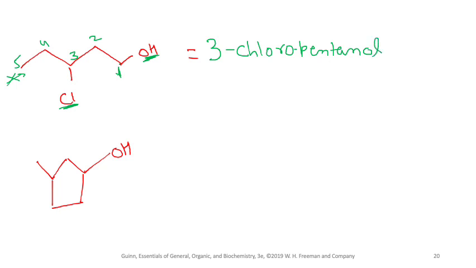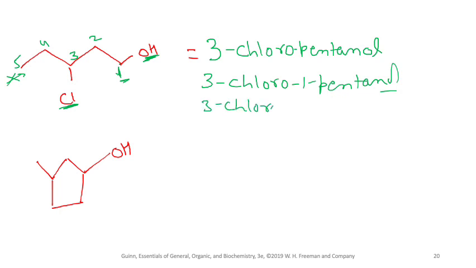So do I have to specify where the OH group is? It's up to you. If you don't specify, I know it should belong to the first carbon, which is the case. If not, you can write the same name like this: 3-chloro-1-pentanol, or you can also write 3-chloropentane-1-ol. So this one indicates where you have the hydroxyl group.